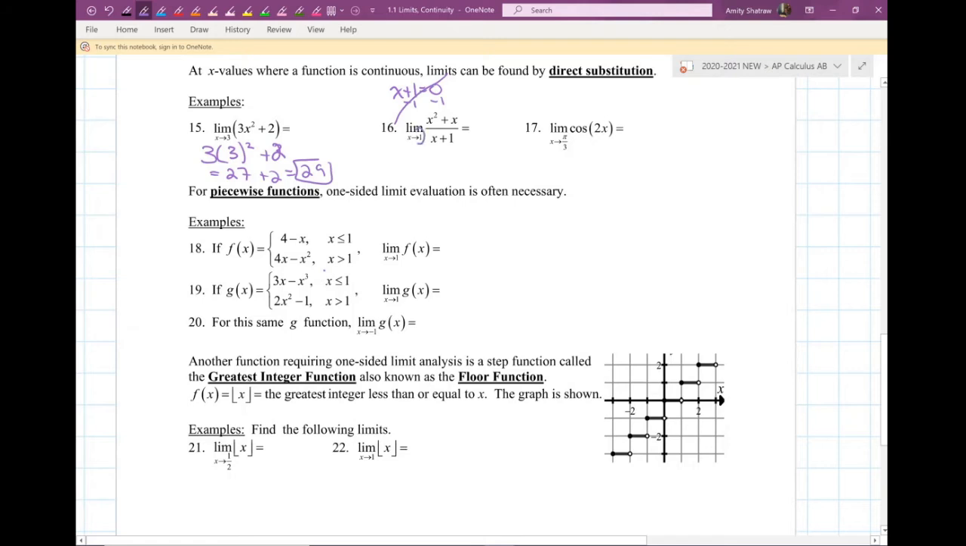I care about +1. So I'm going to say that I have 1 squared plus 1 over 1 plus 1, which is going to end up being 1 plus 1 is 2 over 2, ends up being a 1.